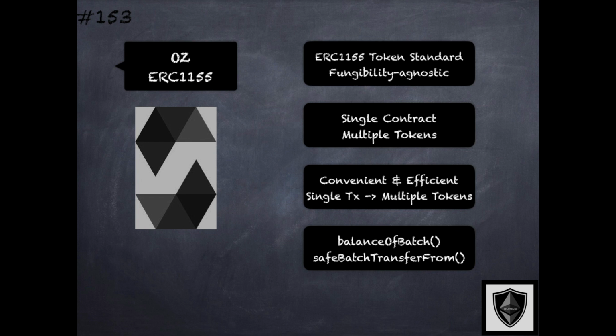And specifically, this standard provides two functions, balanceOfBatch and safeBatchTransferFrom, that allow querying balances of multiple tokens and transferring multiple tokens in the same transaction. So this makes the management of these tokens within the contract very simple and gas efficient.